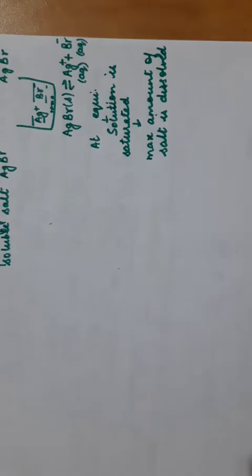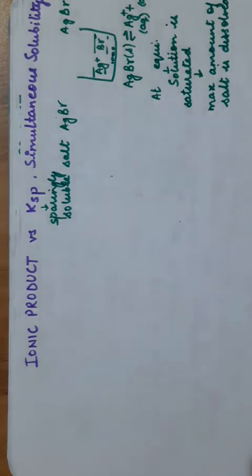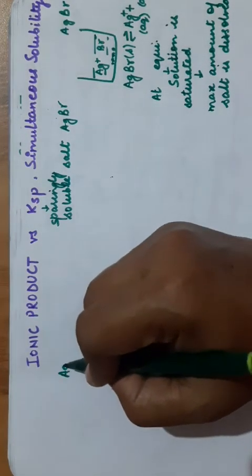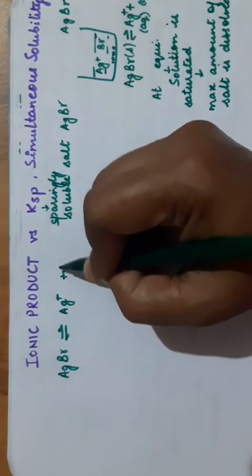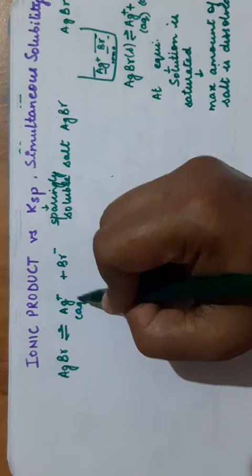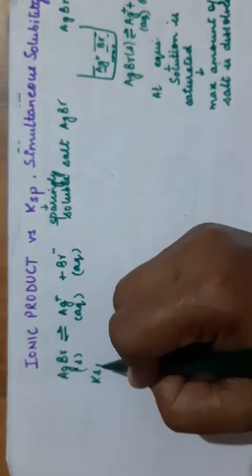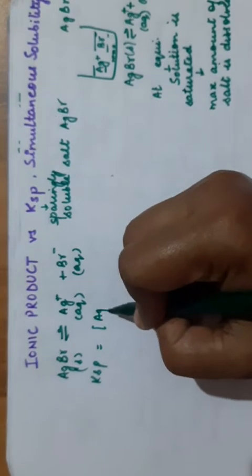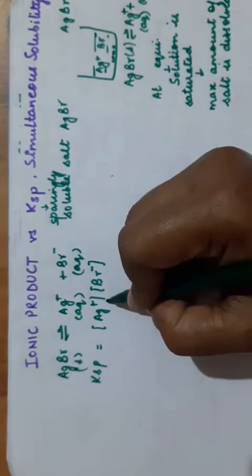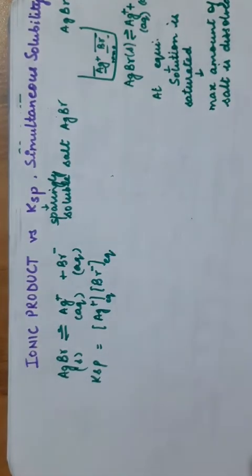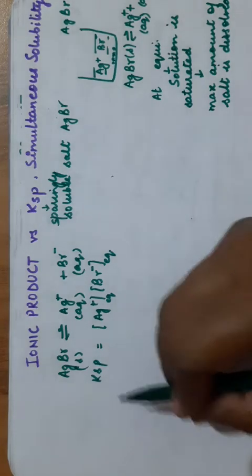Now coming to ionic product versus KSP, they are the same kind of thing. We write the same equation, AgBr gives Ag+ and Br-. How do we write KSP for this salt? KSP is equal to the concentration of Ag+ into the concentration of Br-, and these concentrations are at equilibrium. So the equilibrium concentration of the ions in the solution at that particular temperature gives KSP.